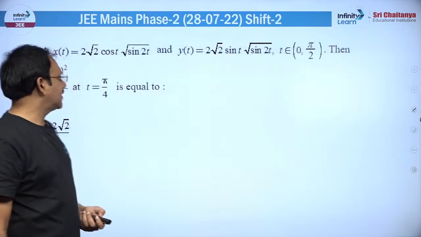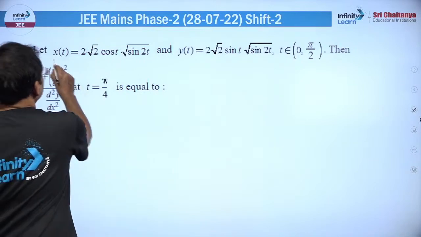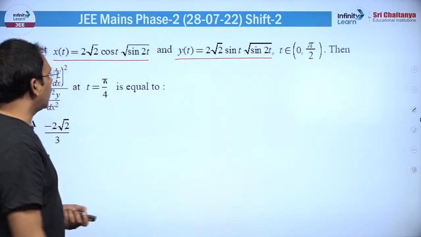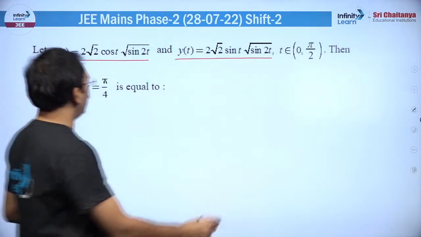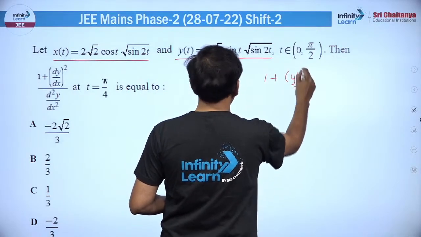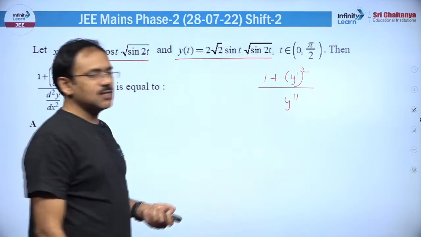Okay. Next, you see this question, x in terms of t is given, y in terms of t is given, where t is in the first quadrant. Then you just need to find 1 plus y dash square by y double dash at t is equal to pi by 4.